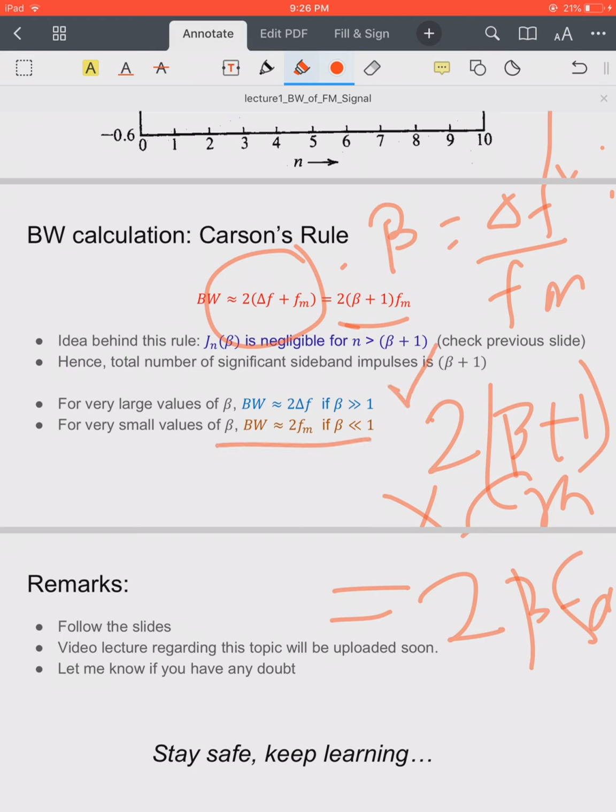So these are the two extreme cases, the boundary conditions. For very large values of beta, so wideband FM, we can simply write that the bandwidth is twice delta f. And for very narrowband FM, the bandwidth is simply twice the modulation frequency. This is the central idea behind Carson's rule, which is used to calculate the approximate bandwidth of the FM signal, right? I think this idea is pretty easy if you understand how to calculate the spectrum from the concept of the complex envelope of a passband signal.